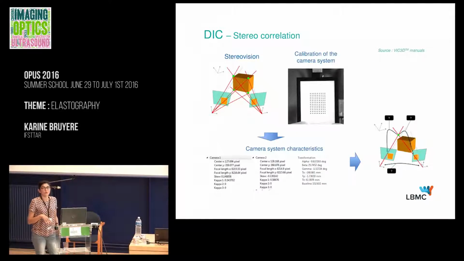The speckled pattern analysis is used for 2D correlation, so we explore a plane surface, but we also use stereo vision to analyze 3D surfaces, and for that we use the principle of stereo vision. With calibration, we get the coordinates of a 3D point from the 2D coordinates of this point on the two cameras we use. And you can see here a calibration object that we usually use for the software, VIC-3D.